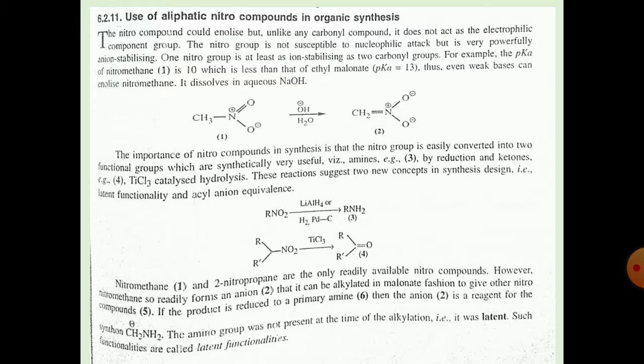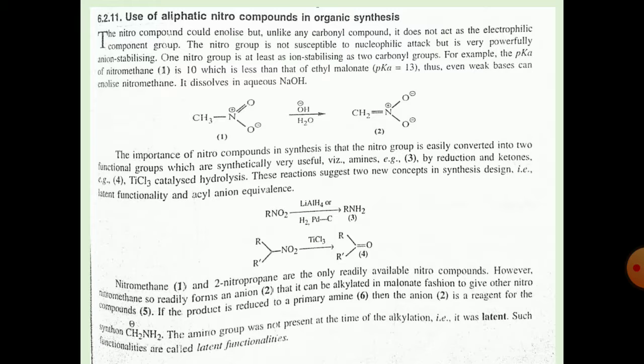For example, the pKa of nitromethane is 10, which is lower than that of ethyl malonate, with a pKa of 13, and thus even a weak base can ionize nitromethane. It dissolves in aqueous NaOH. Firstly, the pKa of nitromethane is 10, so OH- acts as a base to abstract the H+, with formation of the anion.